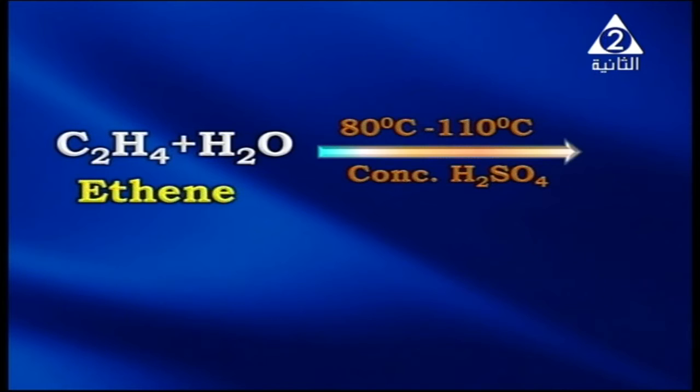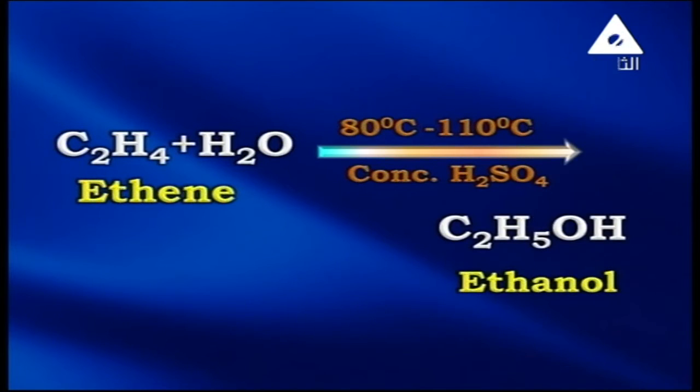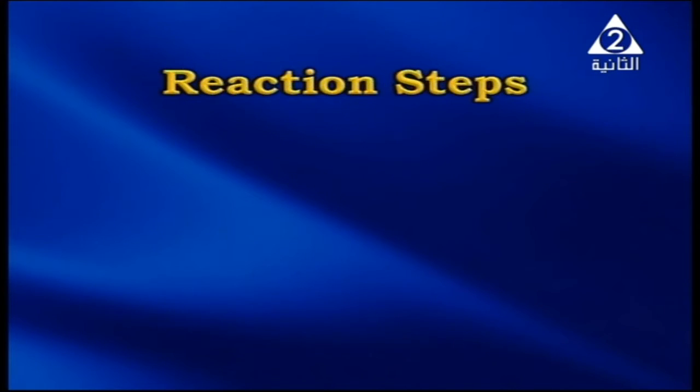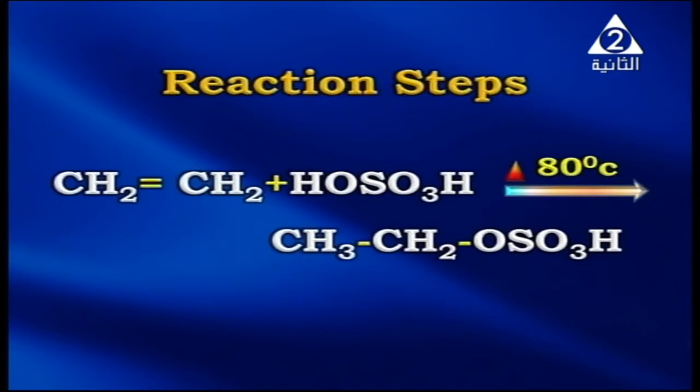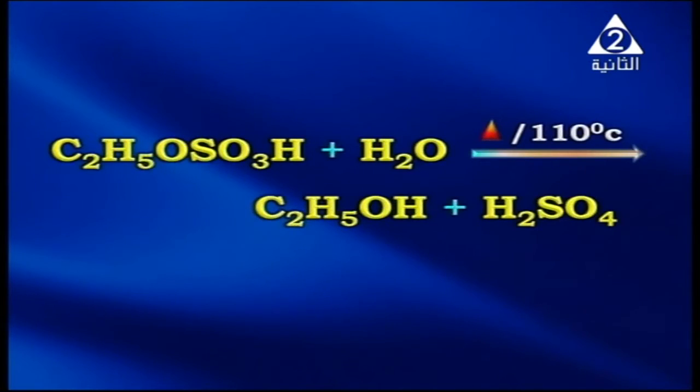C2H4 plus H2O at 80 to 110 degrees Celsius in the presence of concentrated sulfuric acid gives ethanol or ethyl alcohol, C2H5OH. The reaction steps: C2H4 plus HOSO3H, sulfuric acid, at 80 degrees gives ethyl hydrogen sulfate, as the sulfuric acid breaks the double bond and is added to the ethylene. And then water reacts with ethyl hydrogen sulfate, which is called hydrolysis. It gives ethanol, releasing sulfuric acid again.